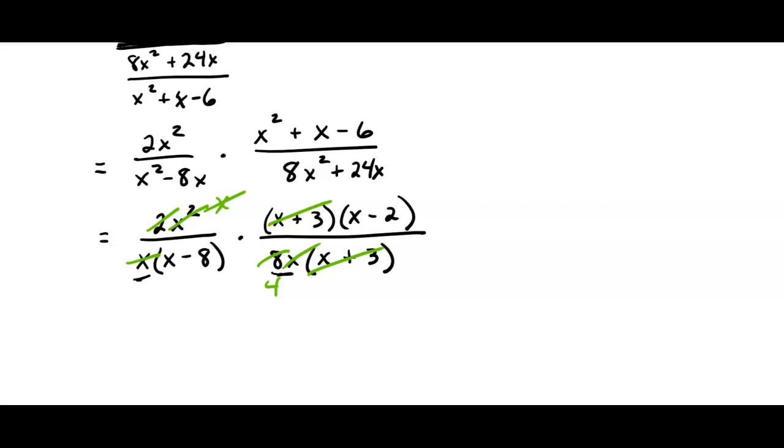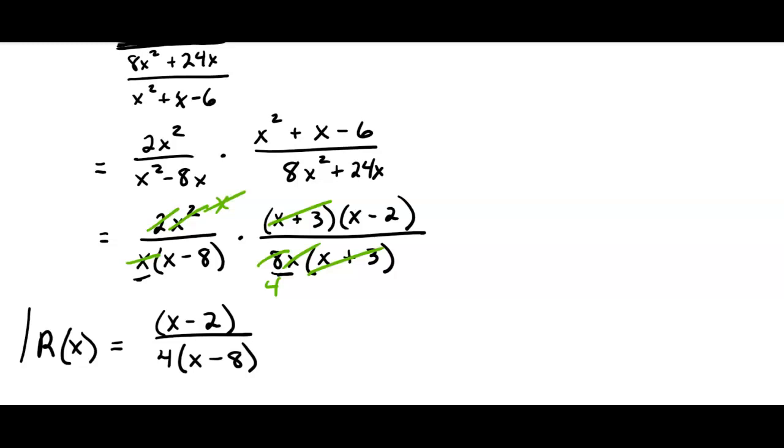Okay, so what's the final answer? This function is going to equal the numerator, x minus 2, over, and then we still have that 4 times x minus 8. You can put the numerator in parentheses if you want, but you don't have to. The denominator, that x minus 8, you do have to put in parentheses because it's 4 times the x minus 8. But nothing else will cancel, and so we're done.